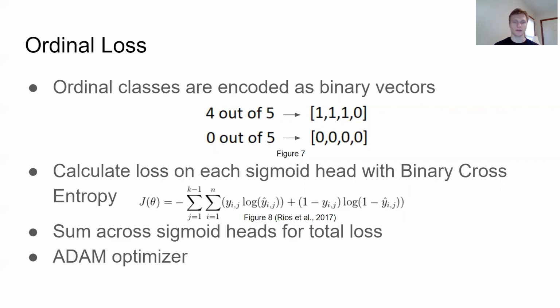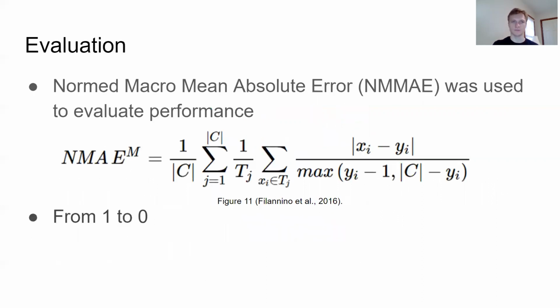To backpropagate on this, I need a loss function. So I encode my training set y as an ordinal encoding vector, which is this, and then I use this equation right here to calculate loss and backpropagate on. So essentially, I just calculate the loss on each of the binary classifiers separately. And then I sum them together and then backpropagate using that.